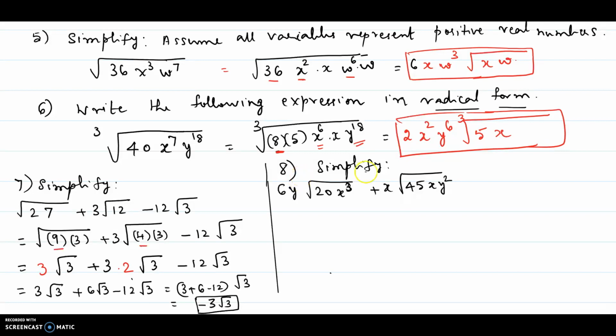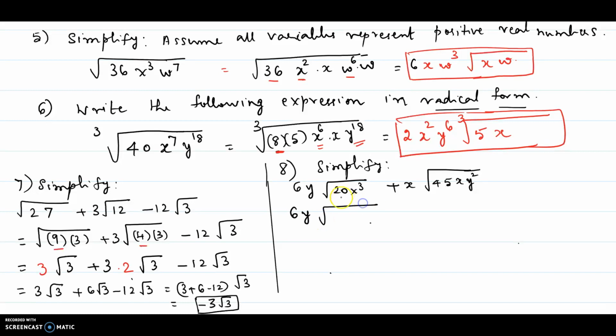Problem number 8. Simplify. 6y square root of 20x cube plus x square root of 45xy square. We rewrite the terms as follows. 6y square root of, break the 20 as 4 times 5, x cube as x square times x, plus x. Write 45 as 9 times 5. X is x. Y square, you can leave it as y square.